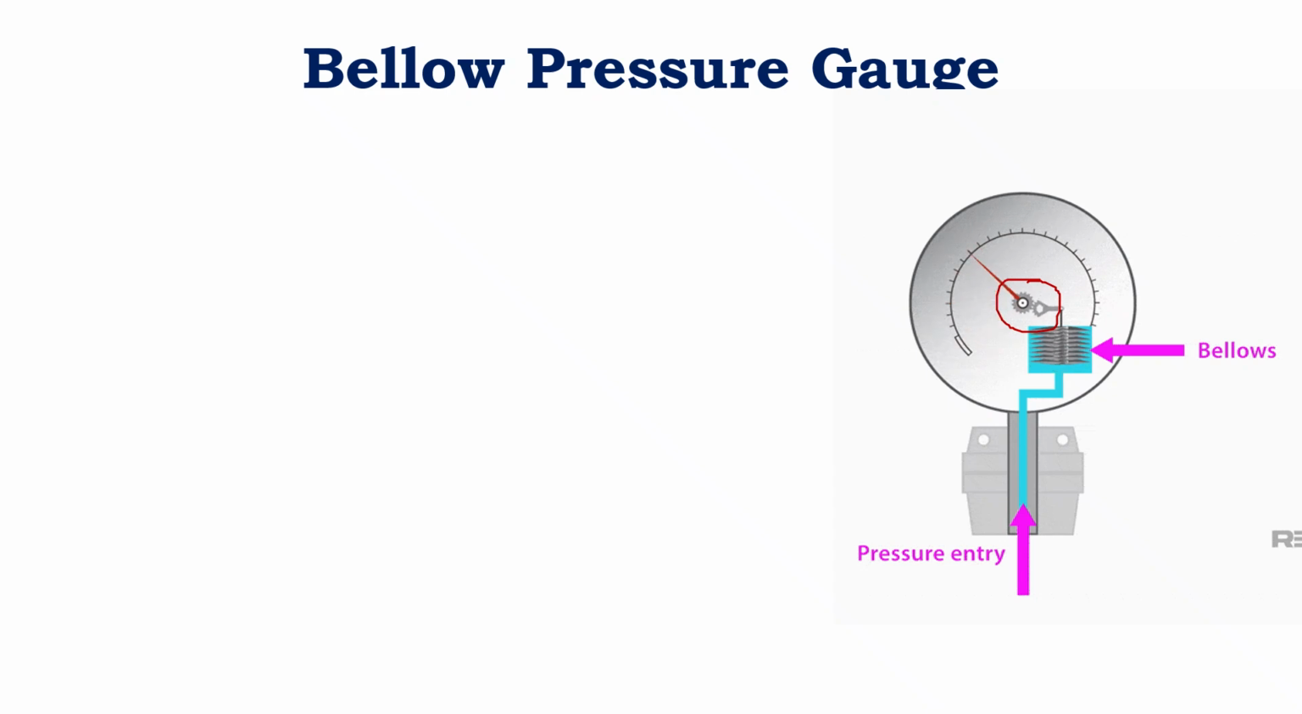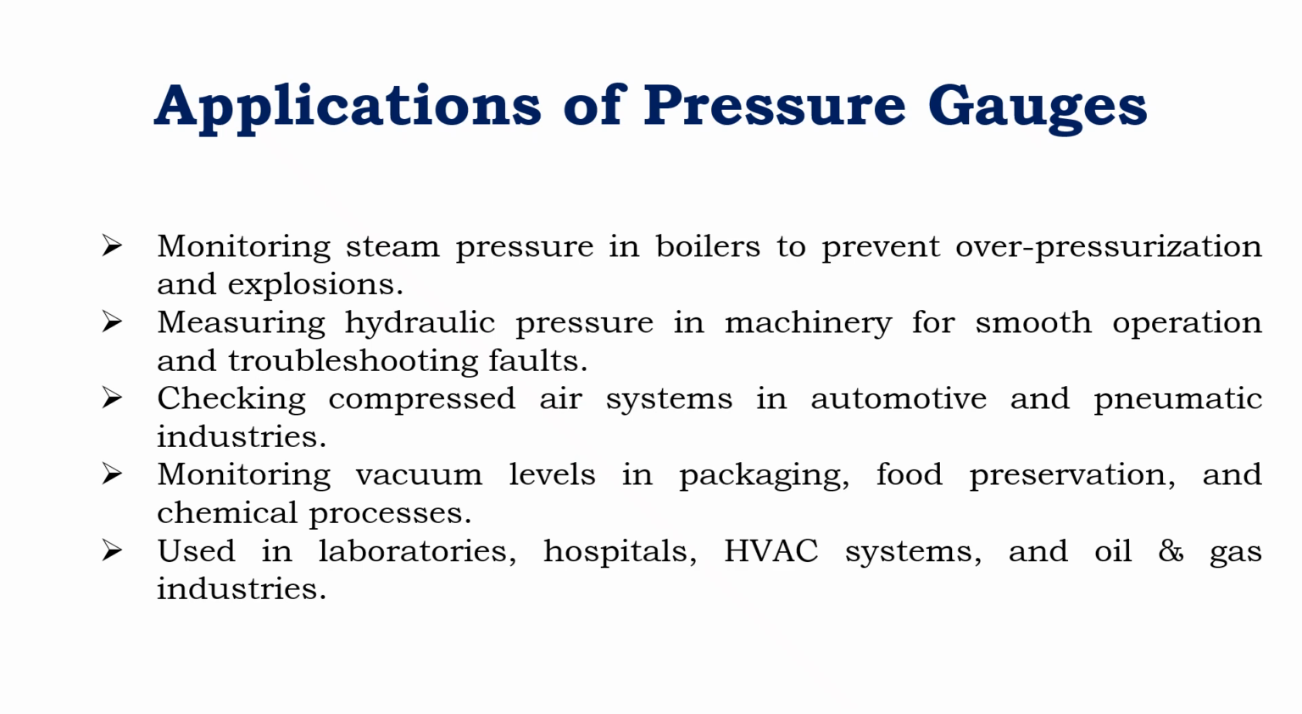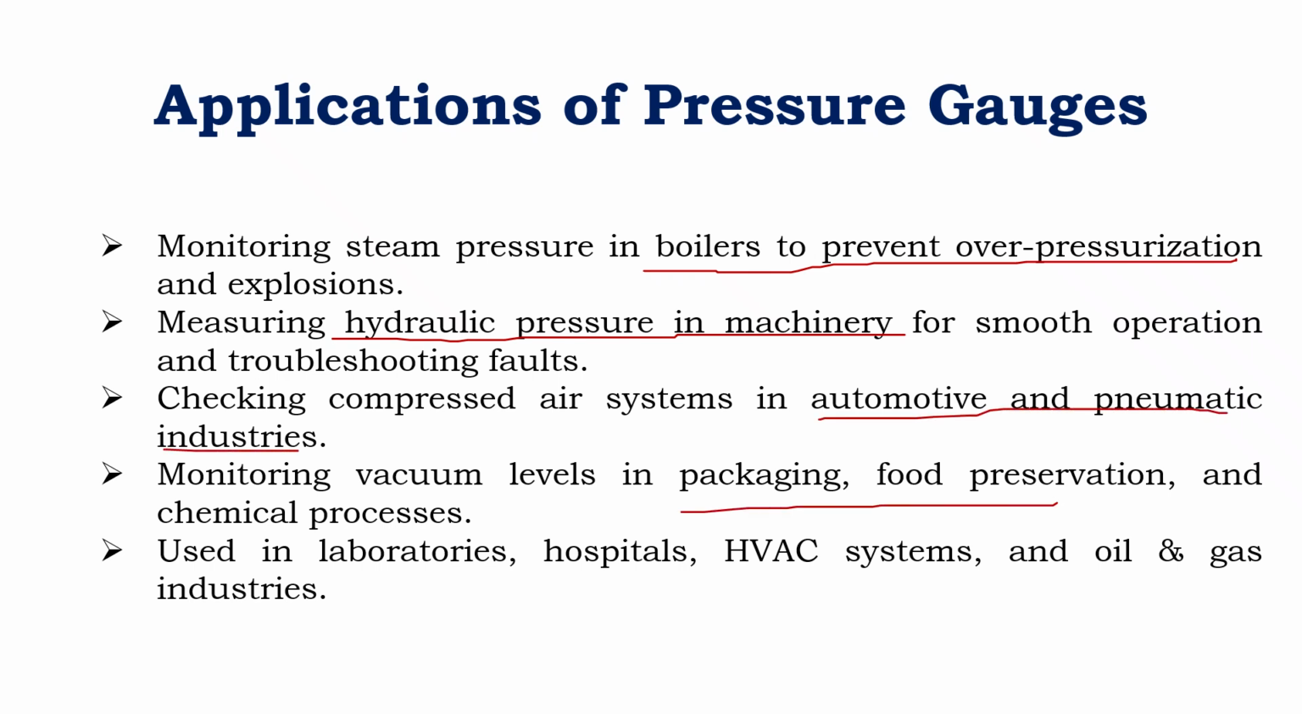Okay, so this is what a bellow pressure gauge is. This is the content for the bellow pressure gauge. It is basically applied in air conditioning systems, pneumatic systems, vacuum measurement, and refrigeration. Where are pressure gauges applied? As you see, in boilers to prevent over pressurization, in hydraulic pressure equipment and machinery, in automotive and pneumatic industries, and in packaging, food preservation industries, HVAC, hospitals, and laboratories.